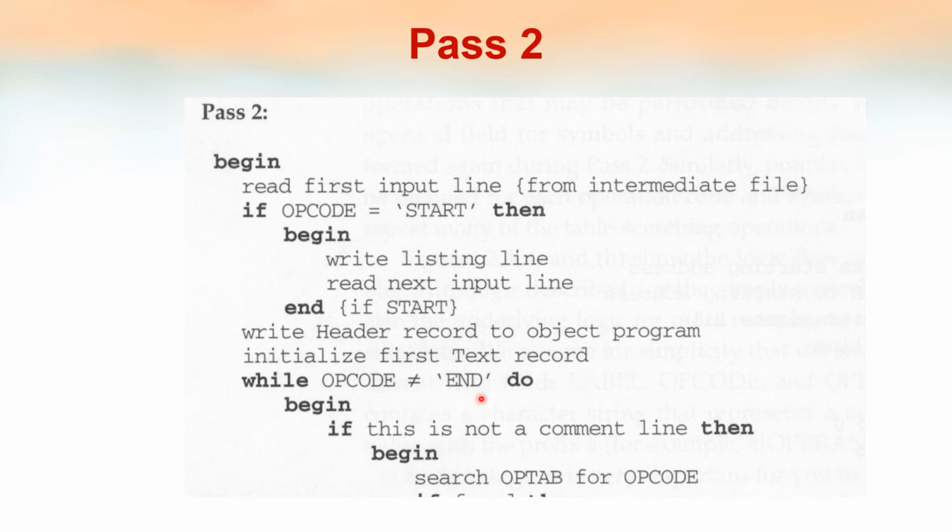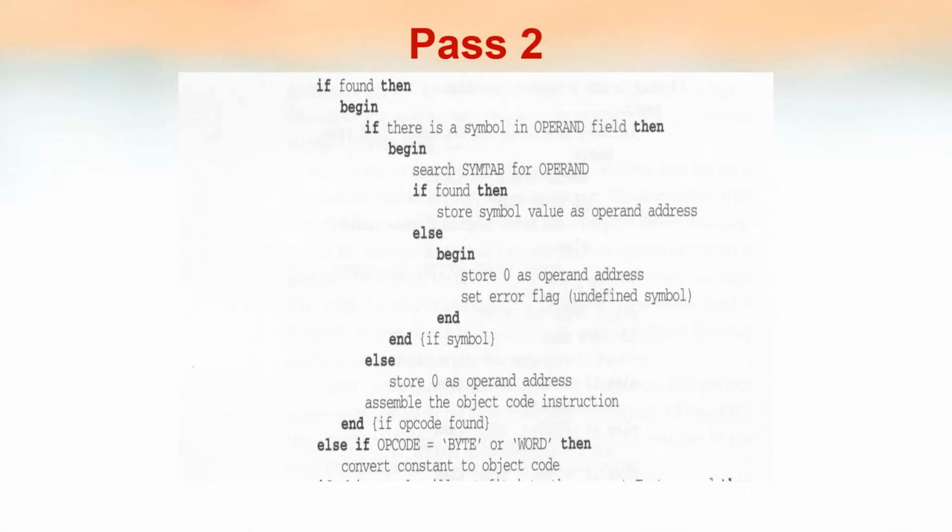Then, while the opcode is not equal to END, which means till the end of the program, we check if this is not a comment line. We have to write the opcode value and the operand value as object code. So first search OPTAB for the opcode. If found, then check if there is a symbol in the operand field. Check the operand field for any label and search SYMTAB for that operand. That label should be there in the SYMTAB. If found, take that address value and store that symbol value as the operand's address.